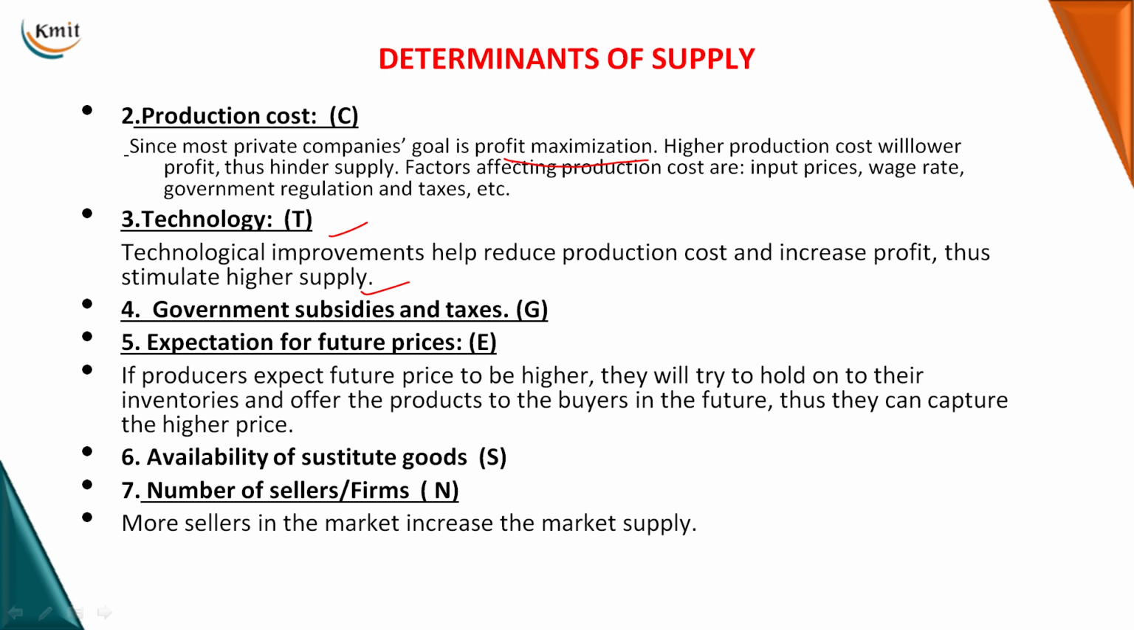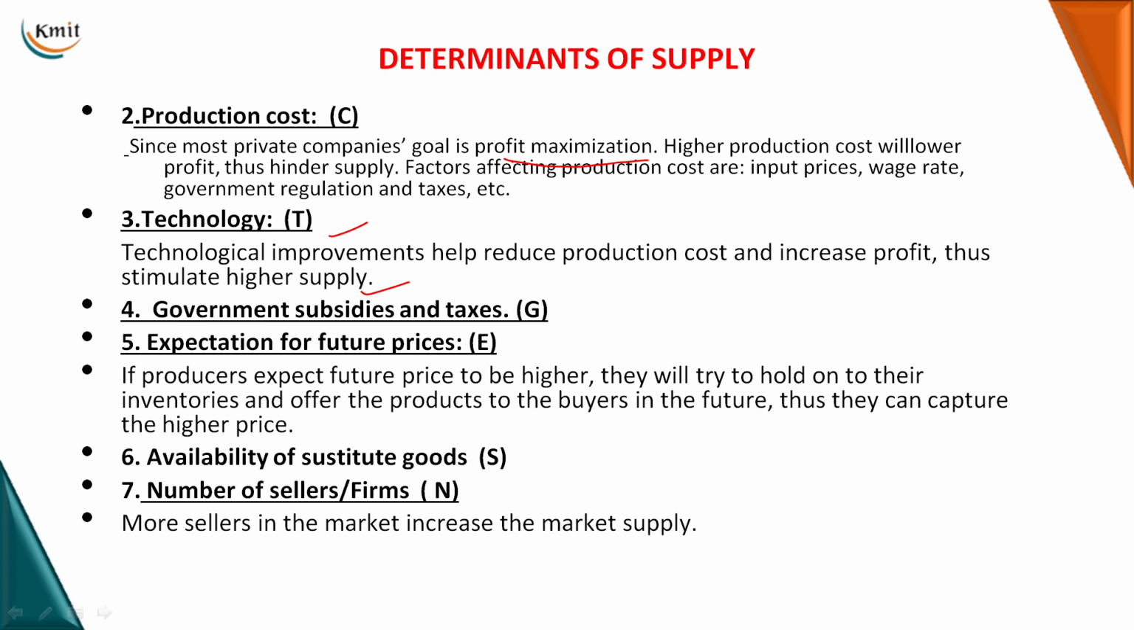Government subsidies and taxes. If taxes are high, the cost of production will be high. That leads to less supply, as the firms will be willing to supply a lesser amount at that particular given period of time. Now if there are subsidies given to certain products, goods and services, that will result in a reduction in the cost of production and an increase in the supply at every given price of the commodities.